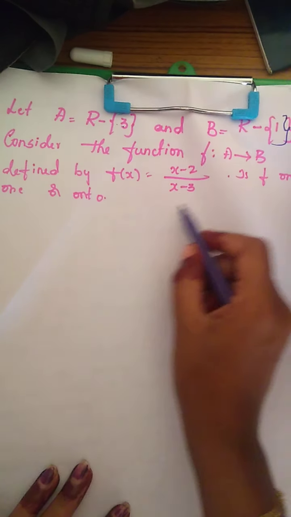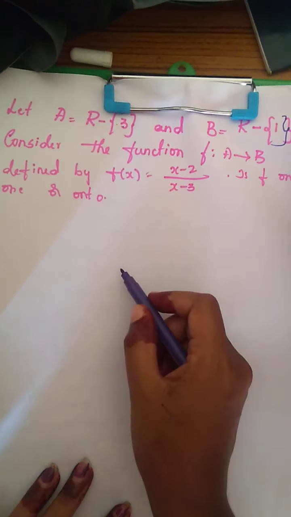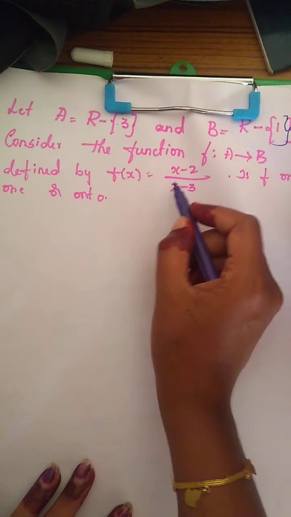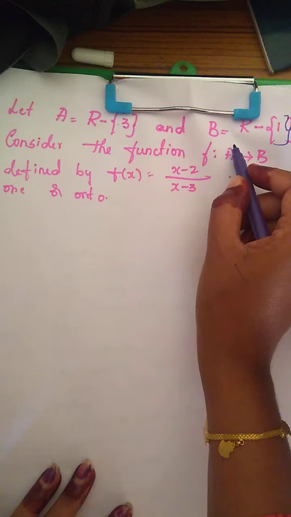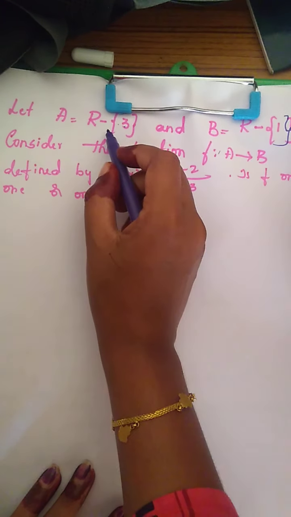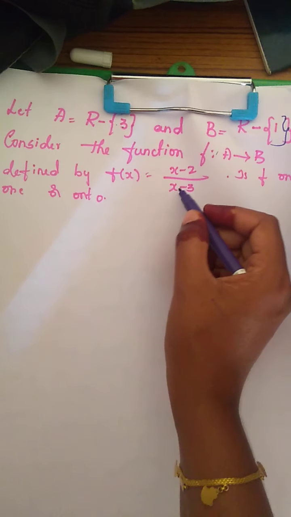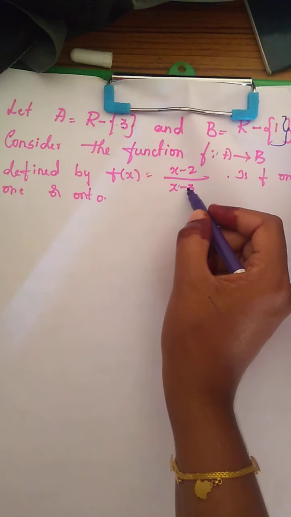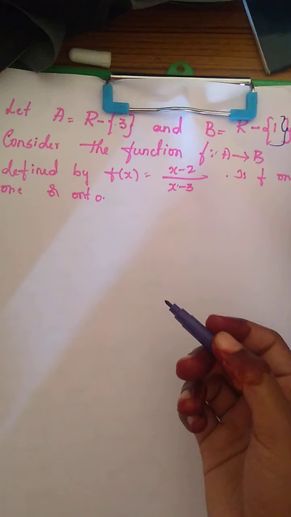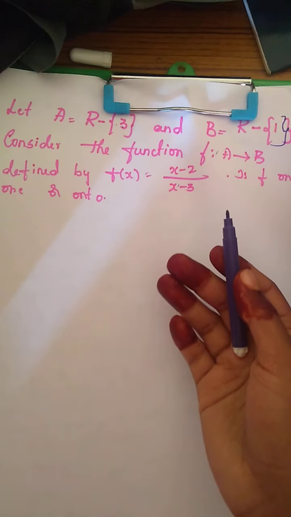When you see this function, by now you might have realized why they have excluded 3 from the set of all real numbers and taken it as set A. Because if set A included 3, then 3 minus 3 would be 0, and anything divided by 0 is an undefined form, which does not help us in continuing with this problem.